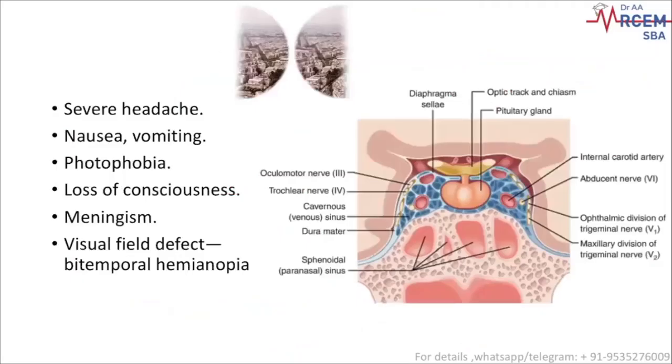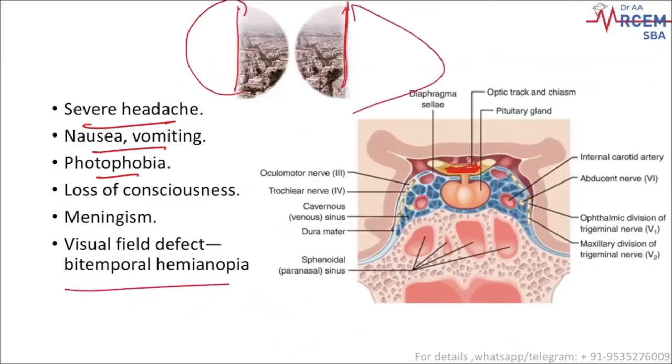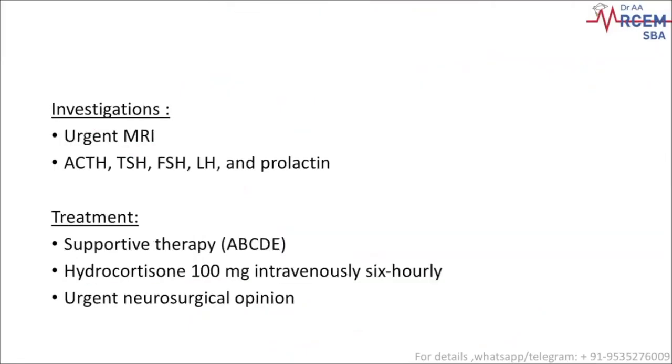What will happen in pituitary apoplexy? There is some pathology in your head because the pituitary is inside your head. So they'll have headache, nausea, vomiting, photophobia, which can be seen because the optic chiasma is right above the pituitary gland. It has enlarged in size, which can cause visual disturbance. So bitemporal loss of vision will be seen. All right, so this vision defect you need to remember.